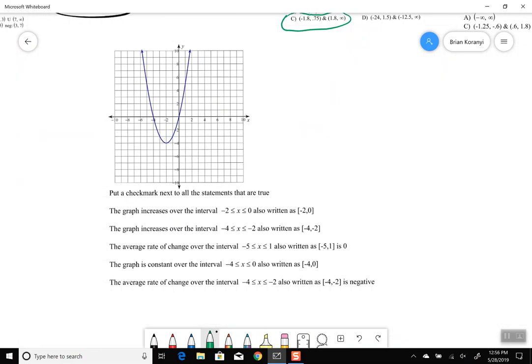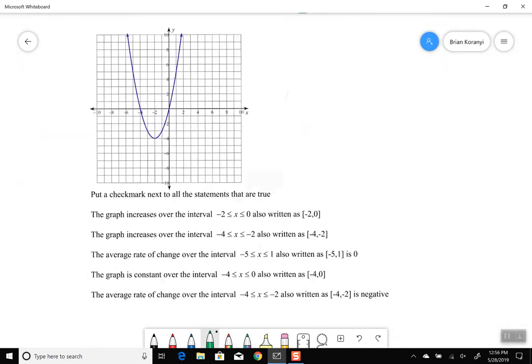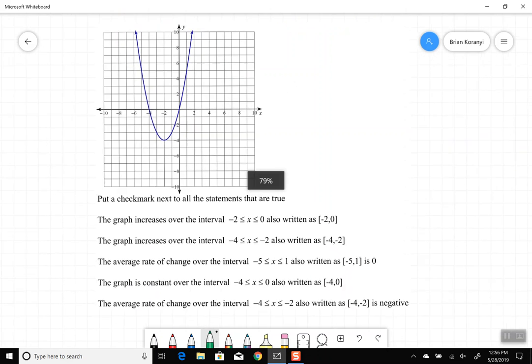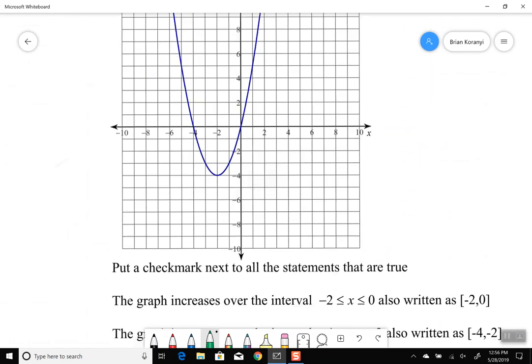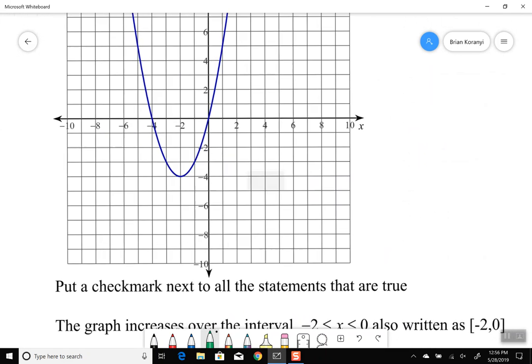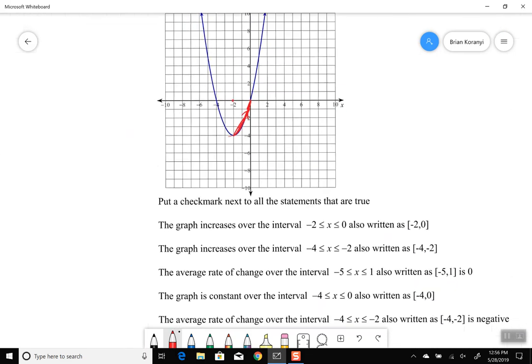Last couple, put a check mark next to all the statements that are true. The graph is increasing over the interval, so for these x values from negative 2 to 0. So if I just look from negative 2 to 0, that is just highlighting this part of the graph. From negative 2 to 0, is this graph increasing? Is it going uphill? It is. As I read from left to right, it's going uphill. So that is true. It is increasing over that interval.